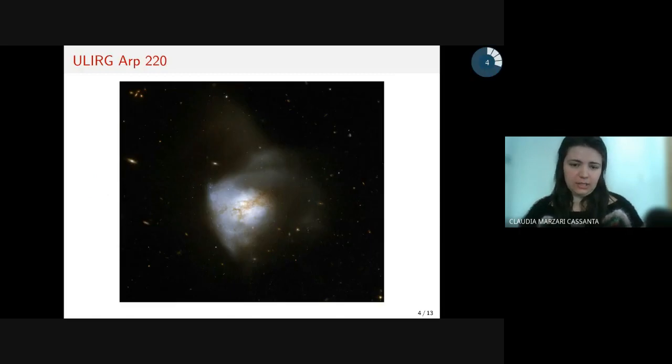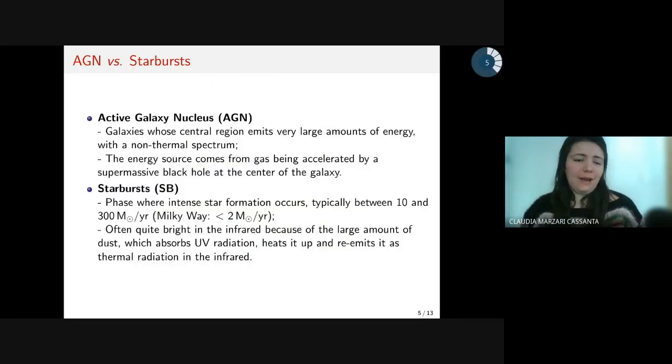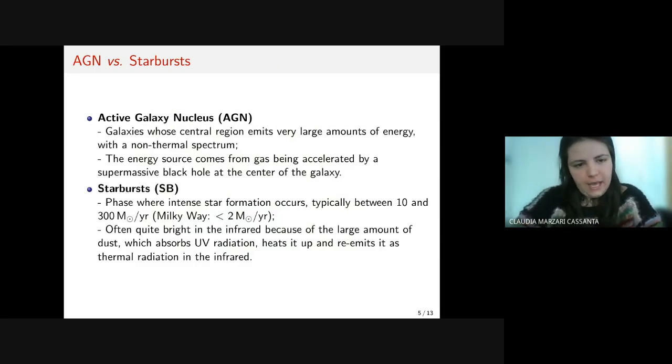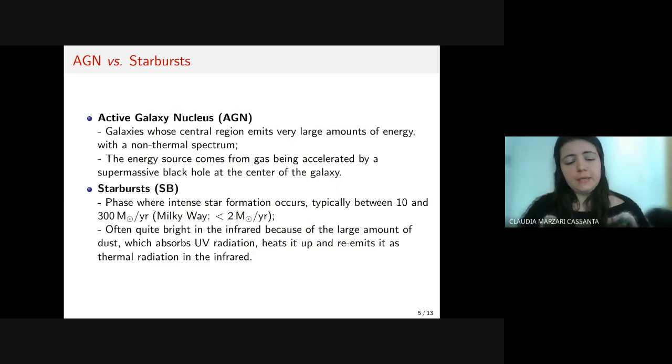This is the LIRG Arp 220. It's the nearest LIRG to the Earth. So what are these AGN and starbursts? AGN, or active galaxy nuclei, are galaxies whose central region emits very large amounts of energy with a non-thermal spectrum. The energy source comes from gas being accelerated by a supermassive black hole at the center of the galaxy.